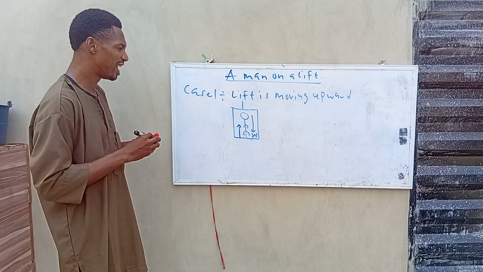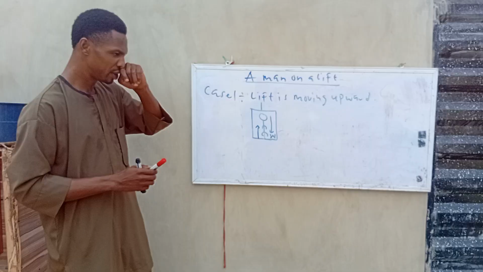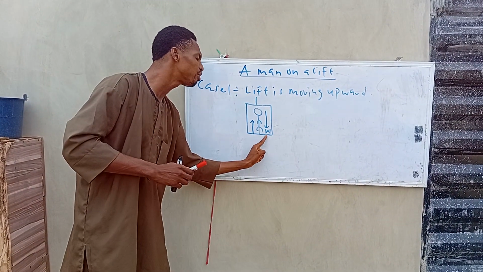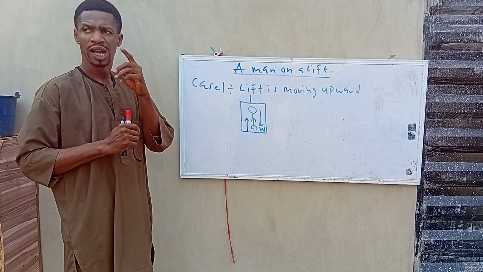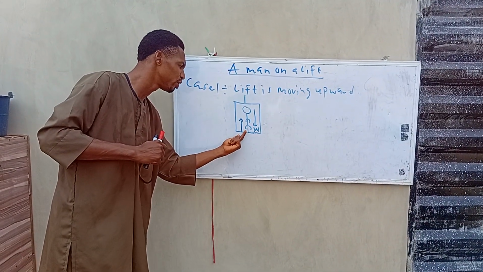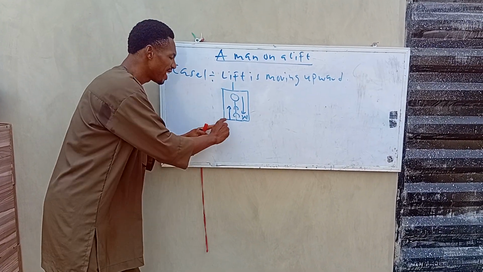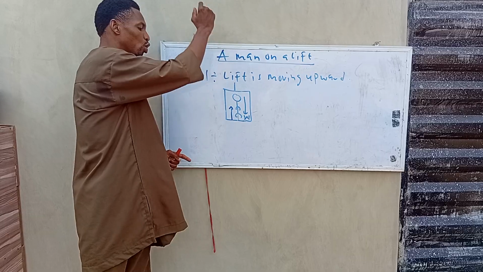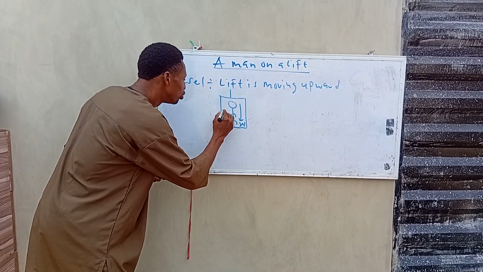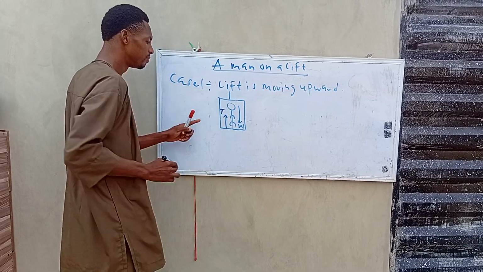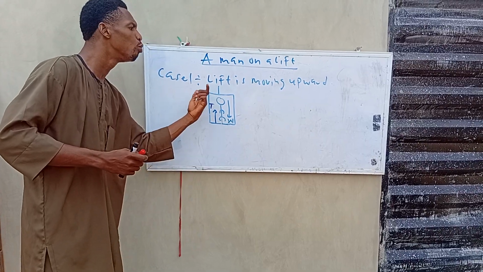Let's take note of this case now. There are two forces acting on a man on a lift. The first force is the weight of the man, and the weight of this man acts downward. The second force is the force acting on the man from the floor of the elevator, and it acts upward. Now, let me call this force acting upward tension, T, or reaction.